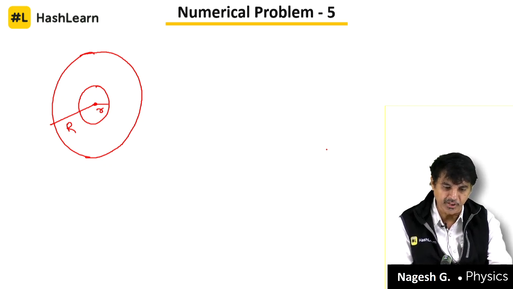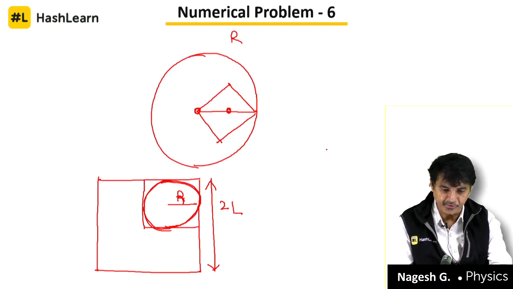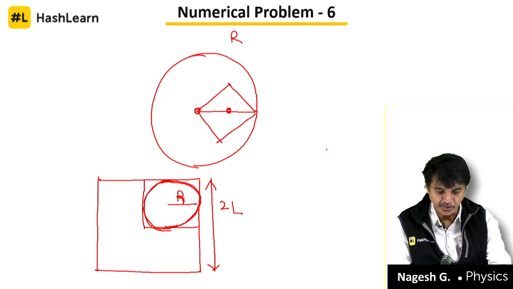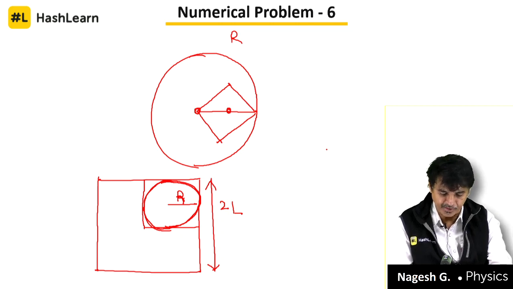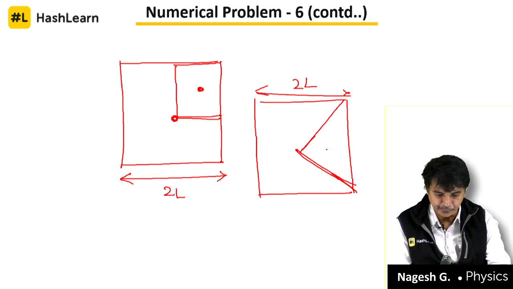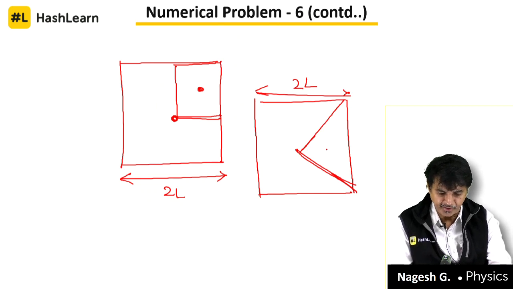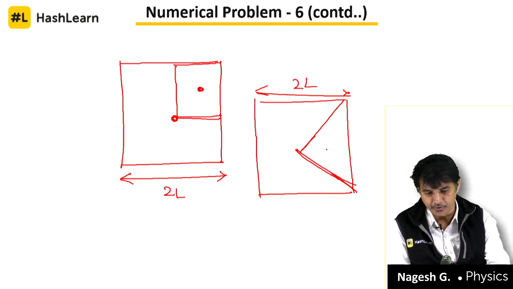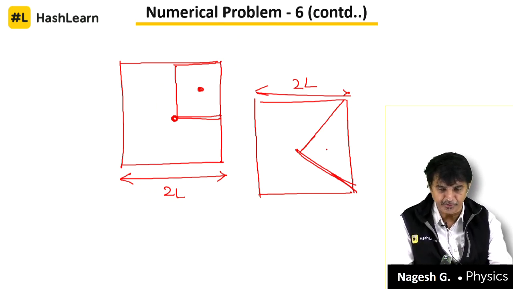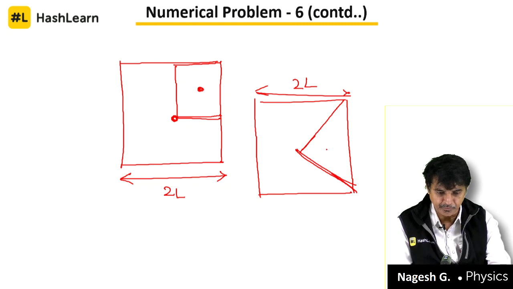So in the first case, a small circle, small r is cut and removed. In the second case, from a circle, a square is cut and removed. In the third case, from a square, a circle is cut and removed. And again, from a square, another small square is cut and removed. From a square, a triangle is cut and removed. These are the problems I have given you for practicing on the concept which I just told.